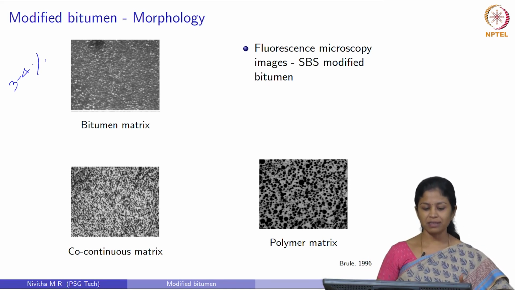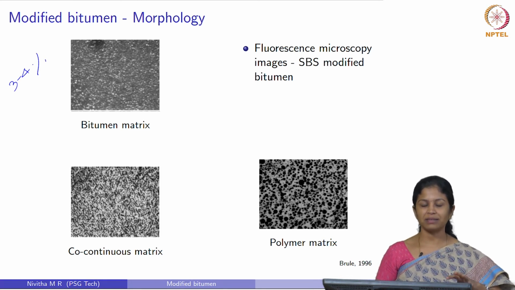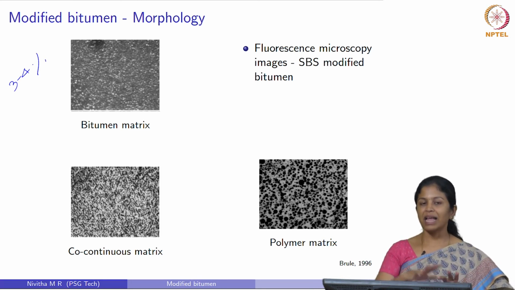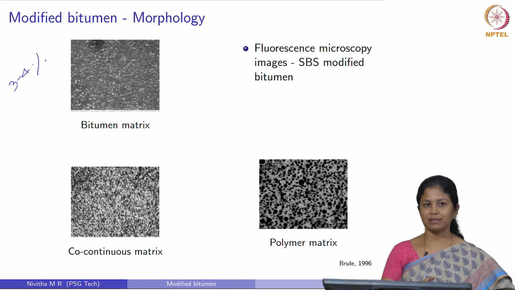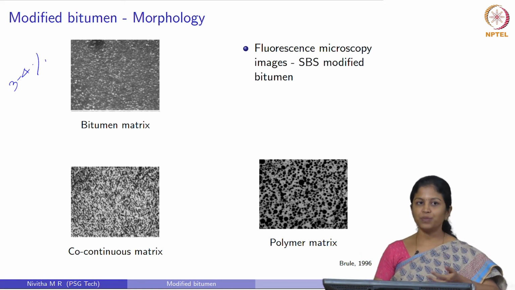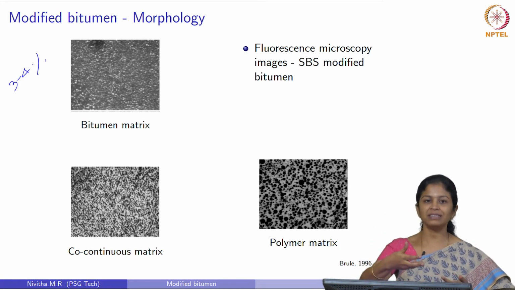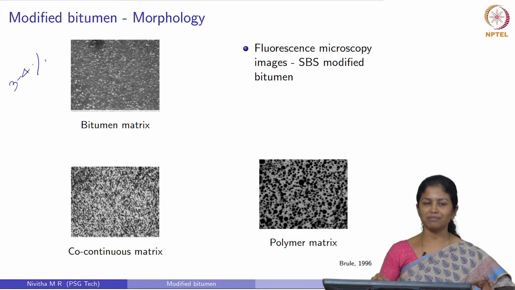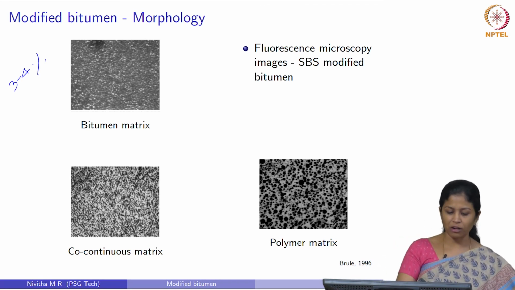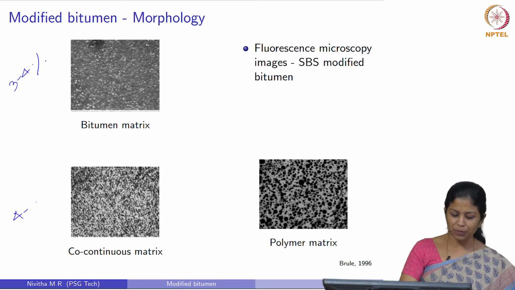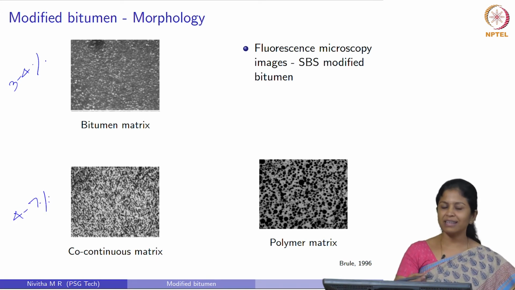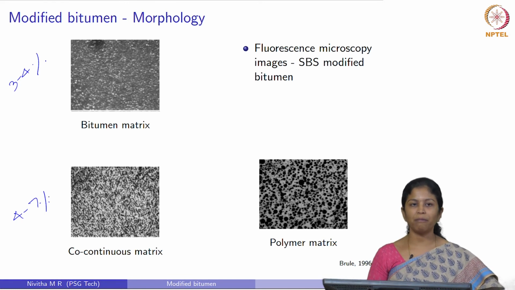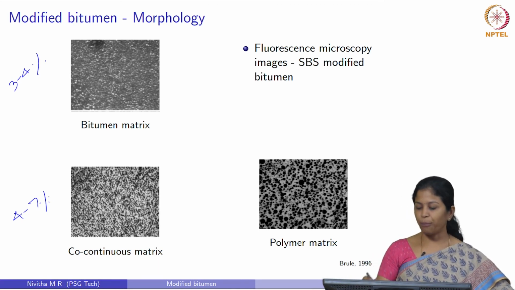The second case is a co-continuous matrix. We have a bitumen matrix and the modifier matrix which coexist. Unlike the previous case, we do not have one base and something dispersed in the second. Here we have both of them existing in a co-continuous matrix. This roughly happens when the concentration of the modifier is between 4 to 7%. Again, these are rough numbers; they can vary depending upon the type of base bitumen, type of modifier, and a lot of variables. The third one is a polymer matrix.